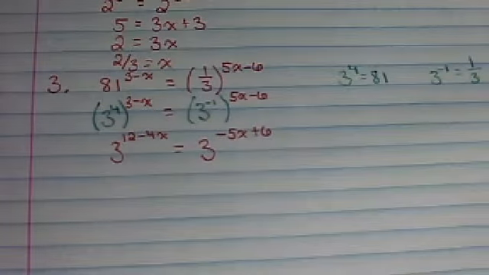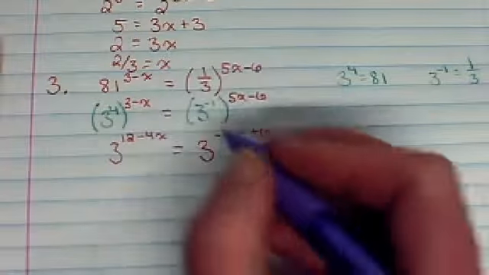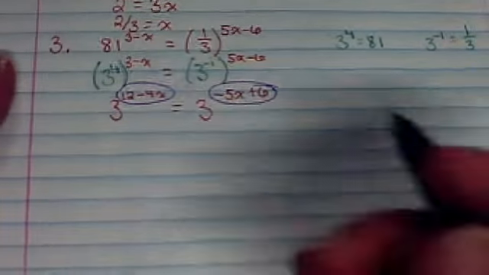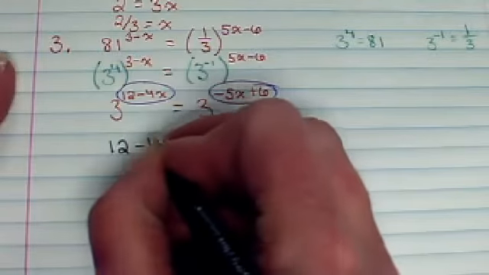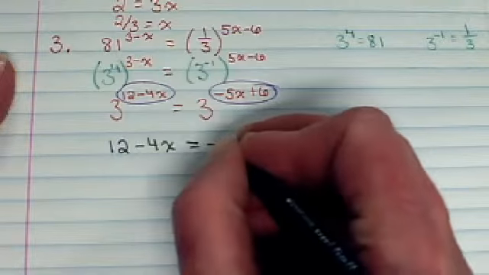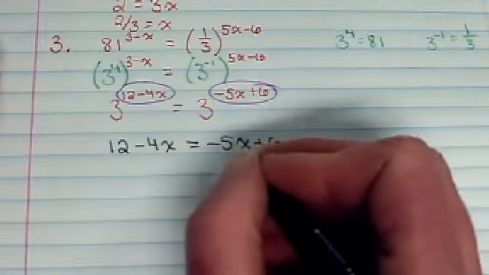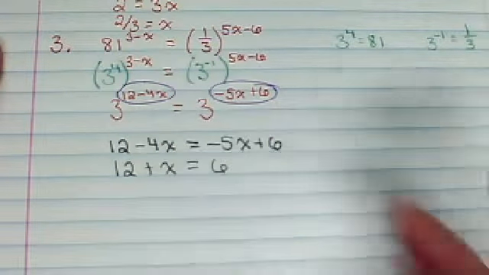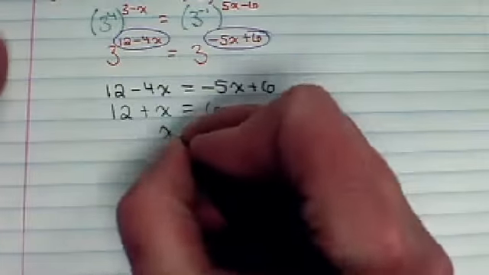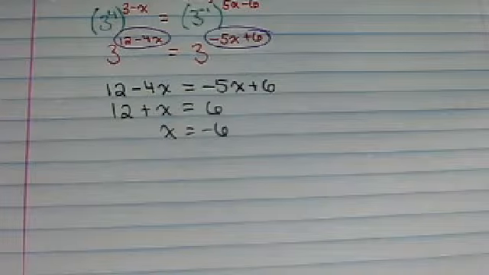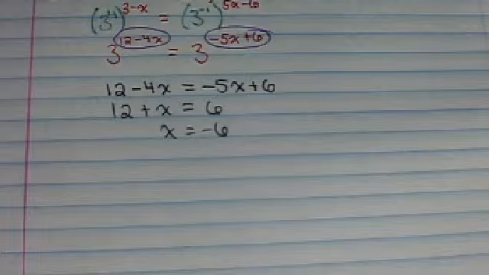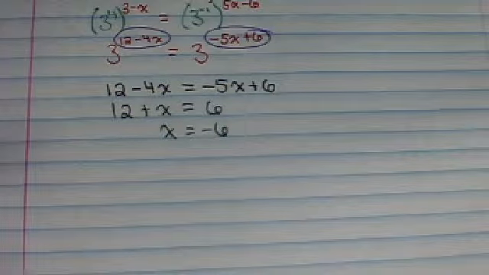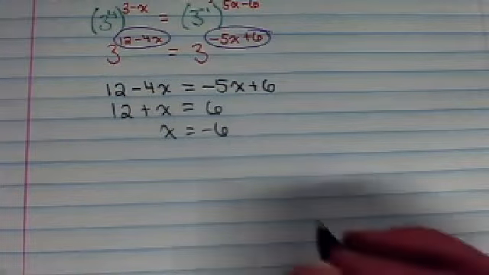Now remember what we said, matching bases mean that the exponents have to be the same. So now I have 12 minus 4x equals negative 5x plus 6. I'm going to add 5x to both sides, get my x's all together, subtract 12, and I get x equals negative 6, which is okay. Remember again what we said about exponentials. The domain was all real numbers, so all of it's okay.